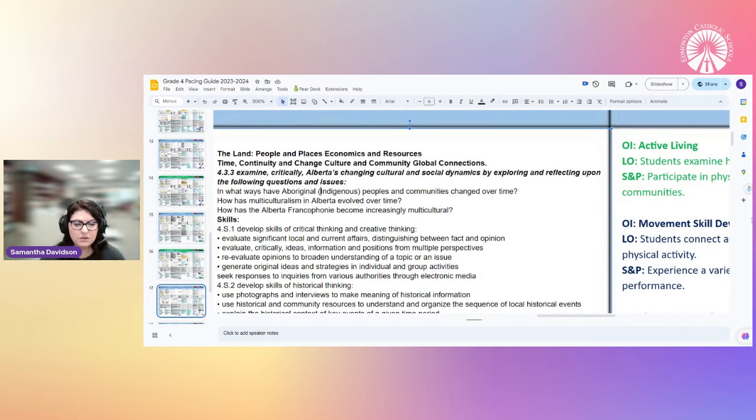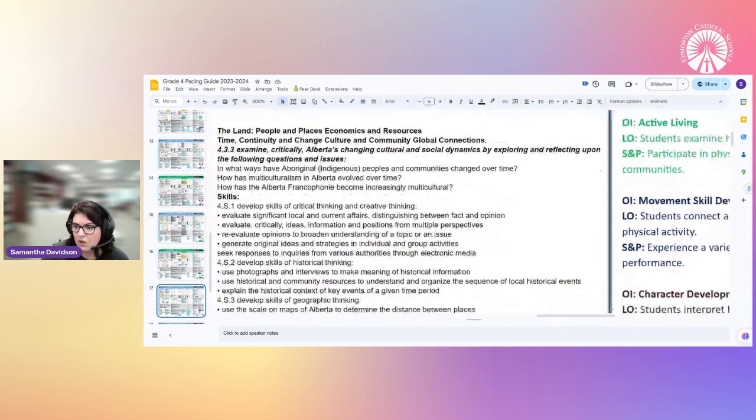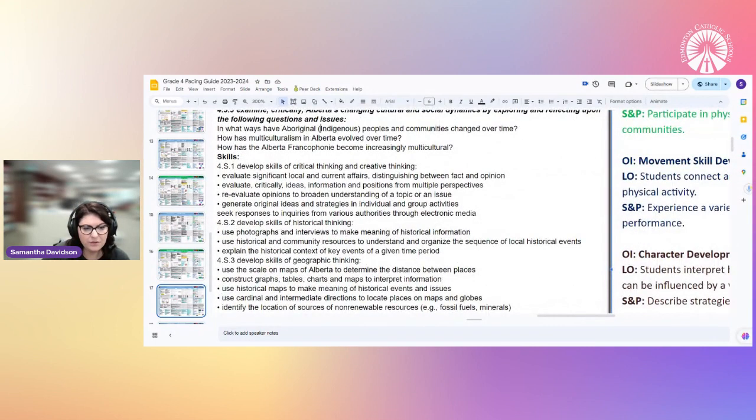Then looking at multiculturalism in Alberta. So really we're looking at how has legislation changed? How have communities changed? What were some of the push and pull factors that drew people to live here in Alberta? And then looking specifically at the Francophone community and how the Francophone community has also increased in multiculturalism.